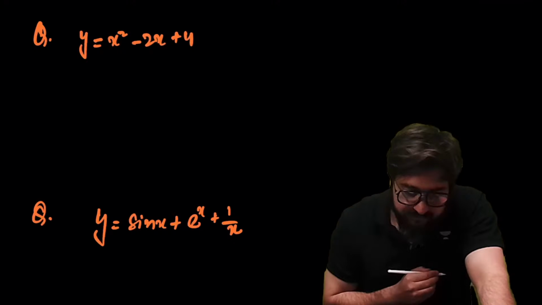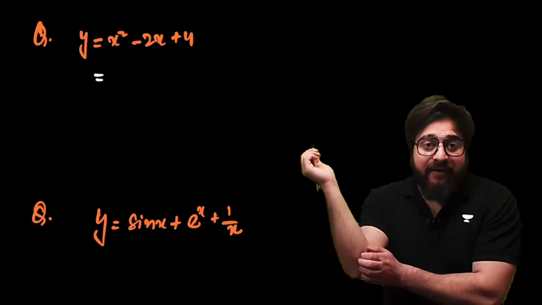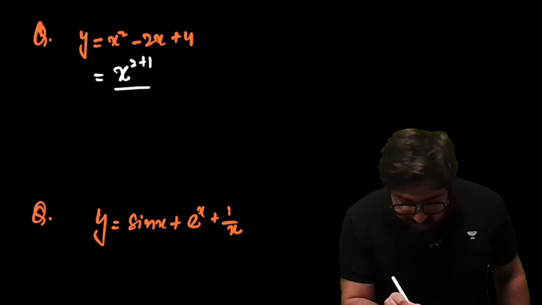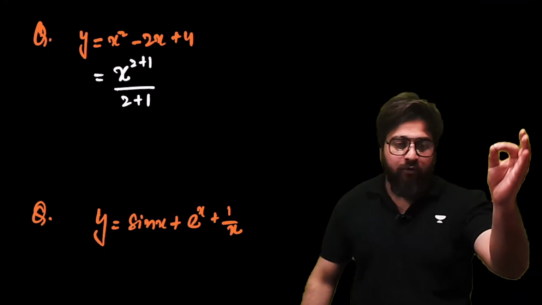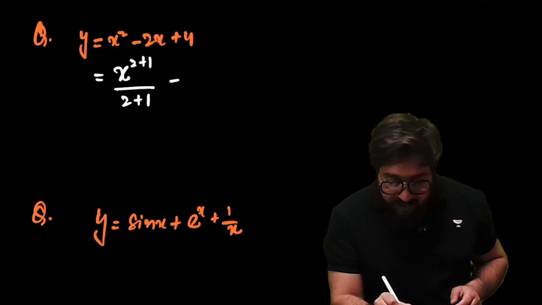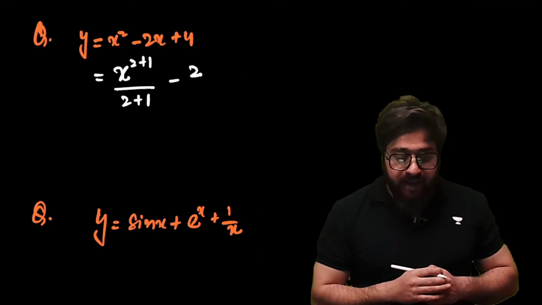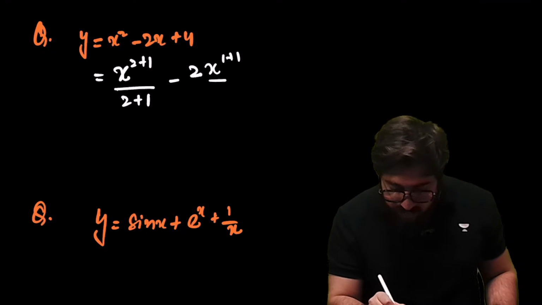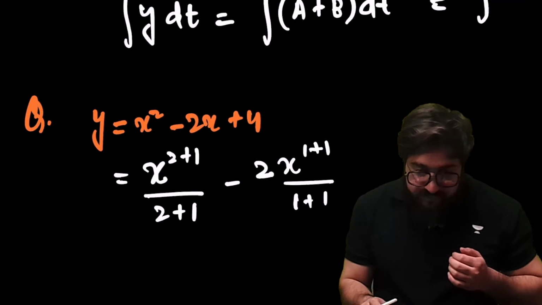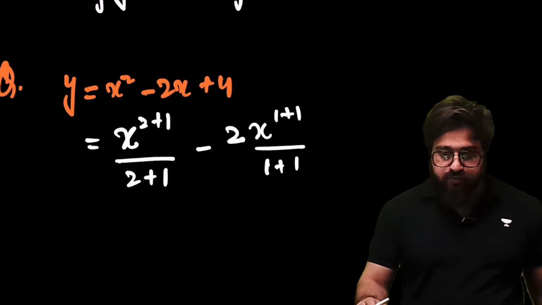Guys, listen to me very carefully. If we find the integration of this one, how can we write it? The integration of x square is x raised power 2 plus 1 divided by 2 plus 1, that is x raised power n plus 1 upon n plus 1. Then minus the integration of 2x. The 2 will be out, and x raised power 1 plus 1 upon 1 plus 1, because the power of this x is 1.